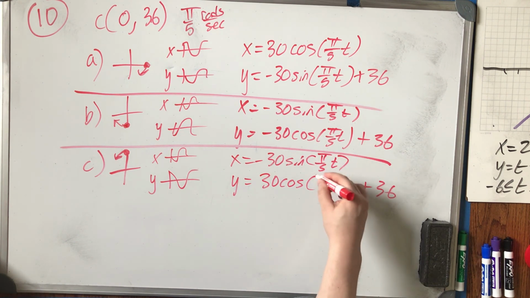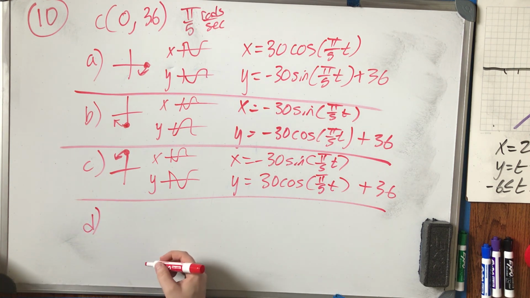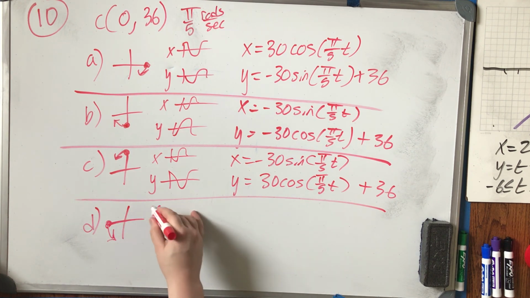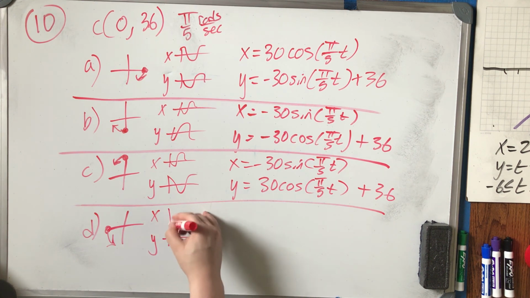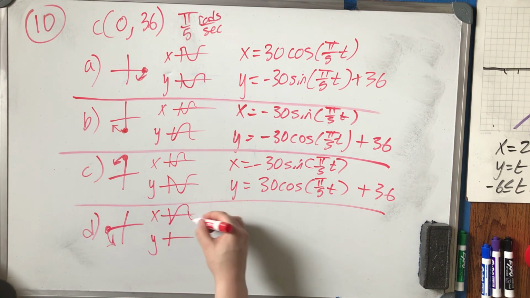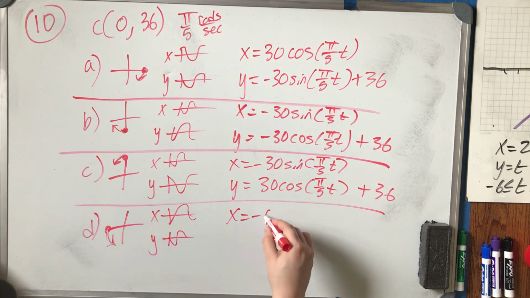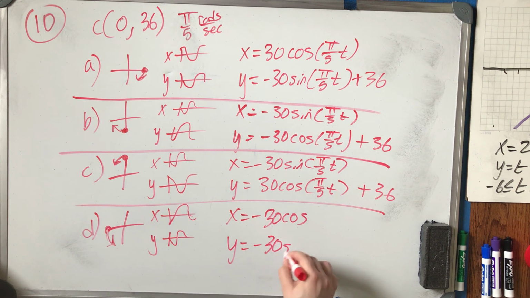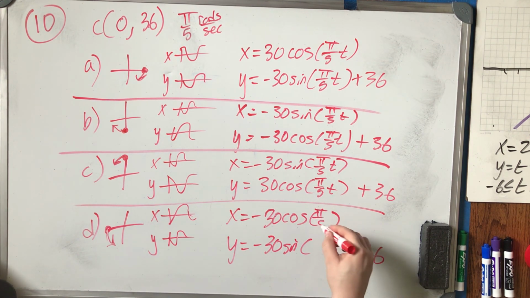Last but not least, starting at 9 o'clock, going counterclockwise. So that's that way. So we are starting at the lowest possible x value. So x is going to be a negative cosine. Y, we're going down, so y will be negative sine. So we'll have x equals negative 30 cosine. Y is going to equal negative 30 sine. And all of that stays the same.